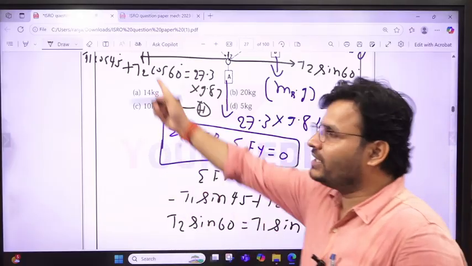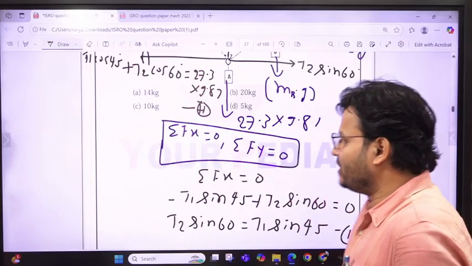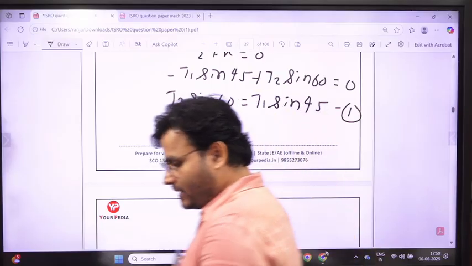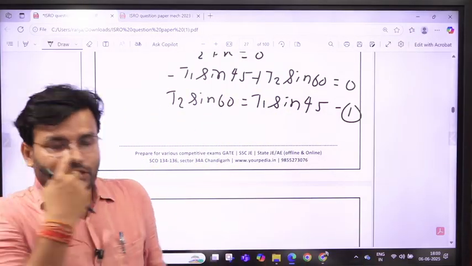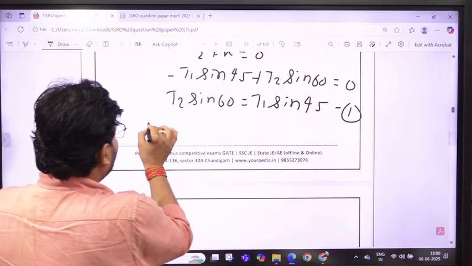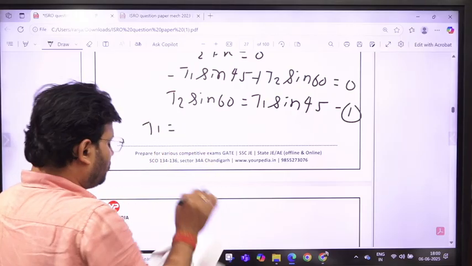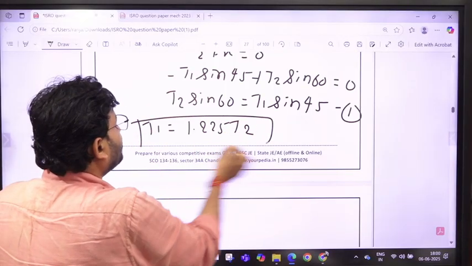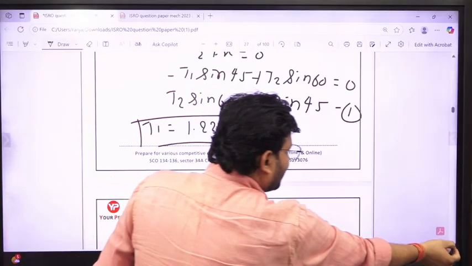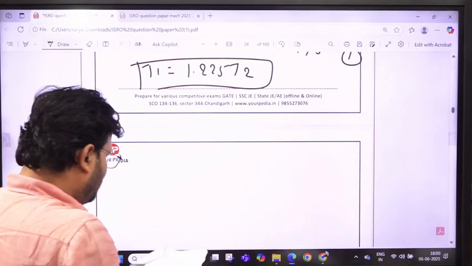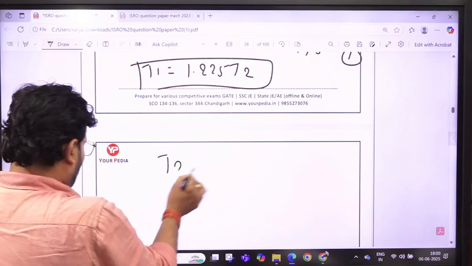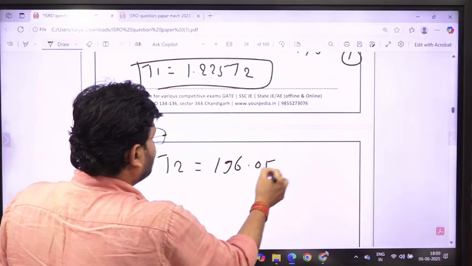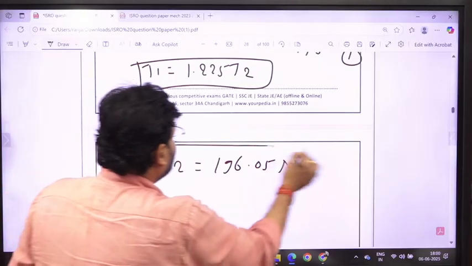Put that relation in there, and after solving, the value is coming out to be T1 equal to 1.225 T2. Further, put that value in the above equation, and by putting that value, T2 is coming out to be how much? 196.05 Newton. 196.05 Newton is coming out to be.